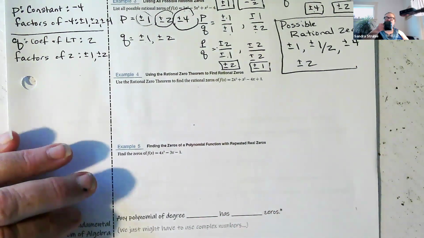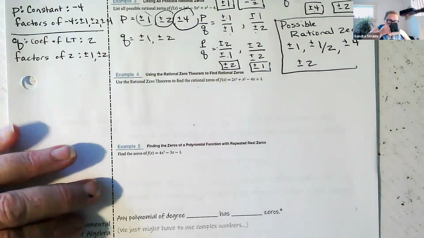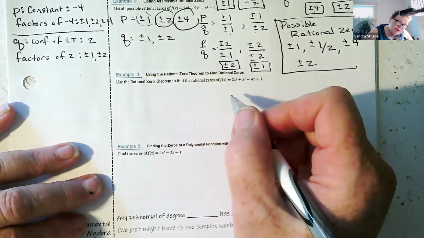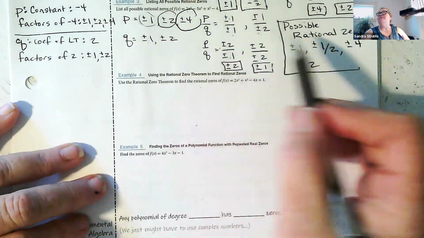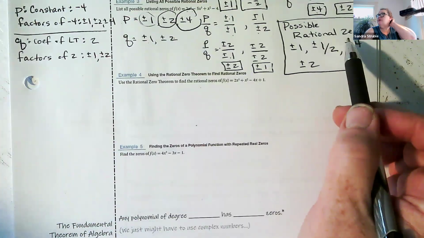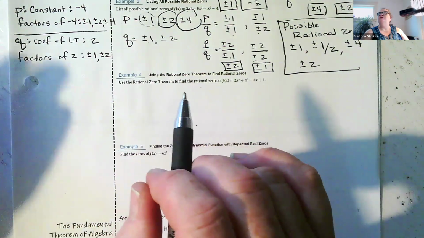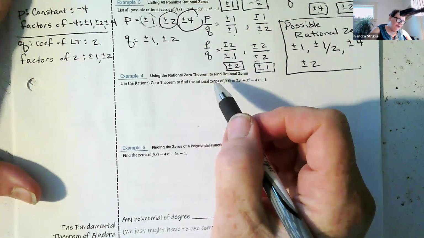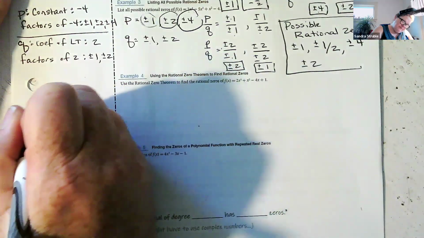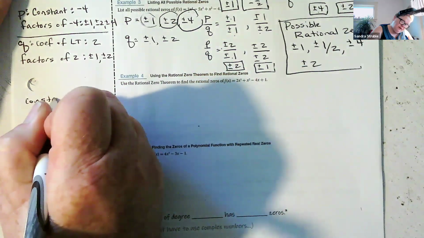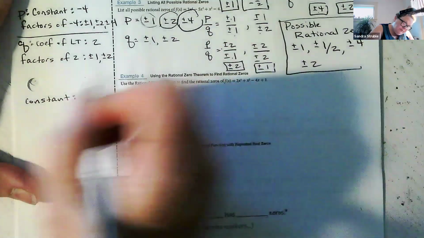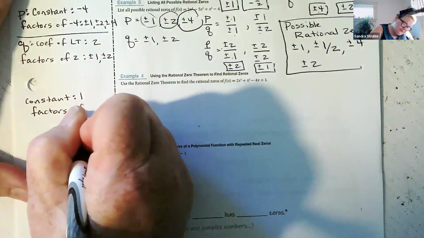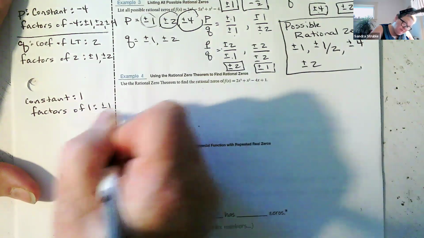Okay, example 4. Using the rational zero theorem to find rational zeros. Here we were looking for the possible rational zeros. So now we're going to look for the rational zeros themselves. All right. So the first thing I want to do is know what my constant is. My constant is 1. My factors of 1 are just plus or minus 1.